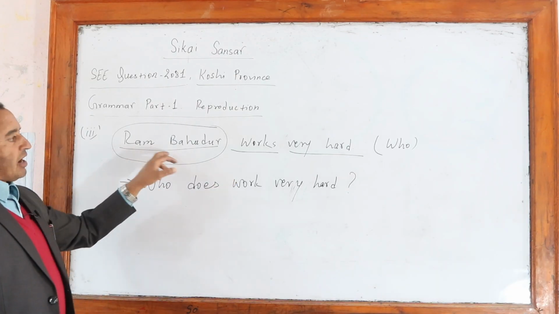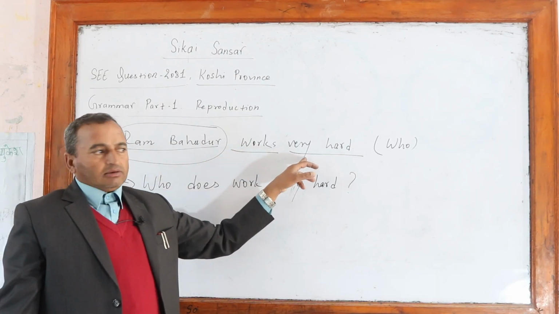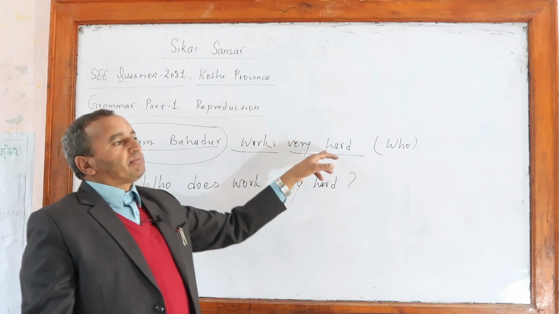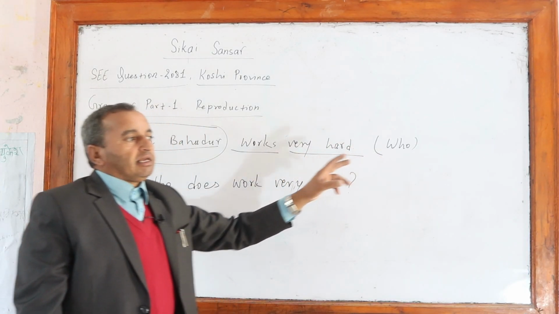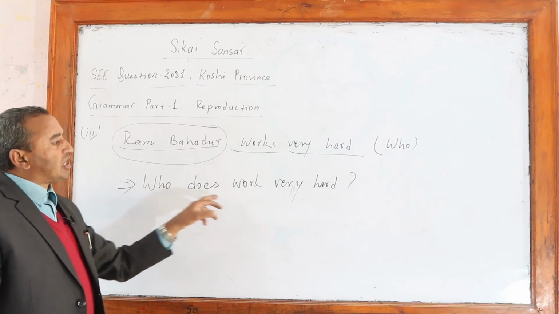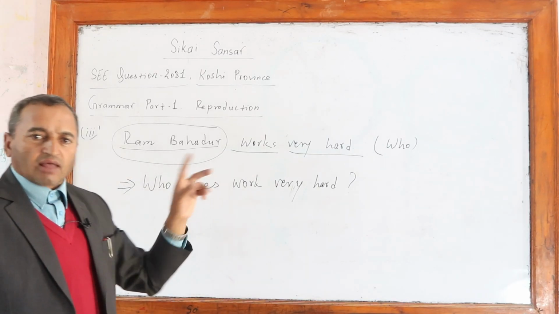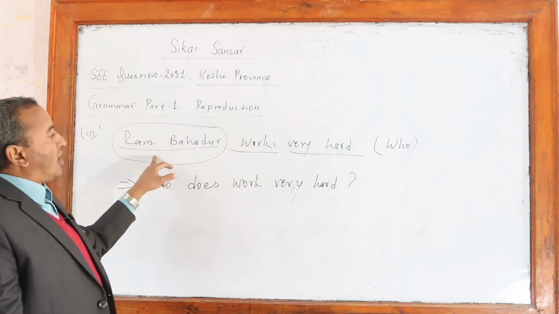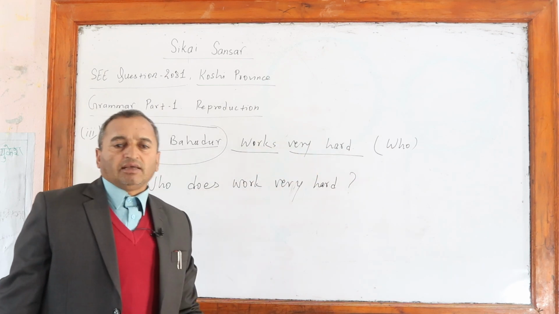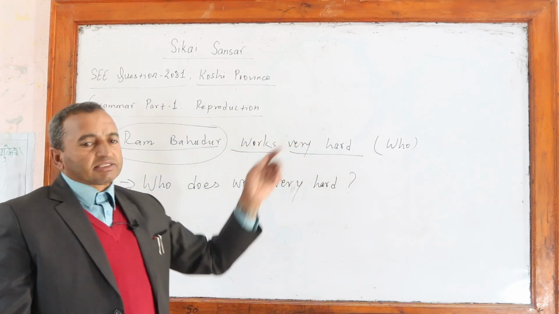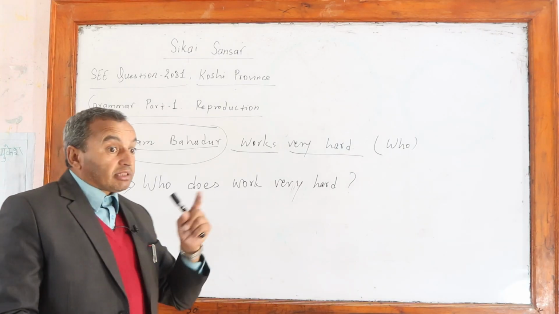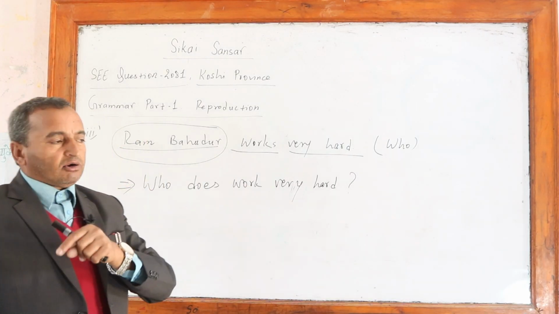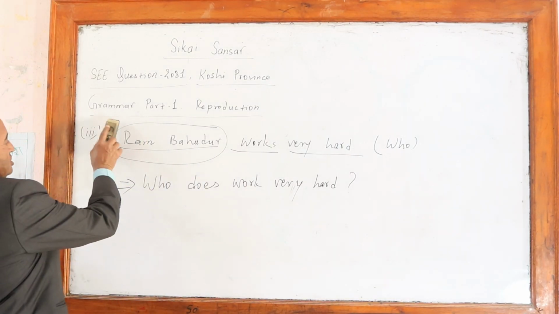So look here, Ram Bahadur works very hard. While changing this statement into a who question, it happens like this: Who does work very hard? The answer is Ram Bahadur. Ram Bahadur works very hard. So as given in the book, we did one example. Let's do one more, and then we will move to another type of question.